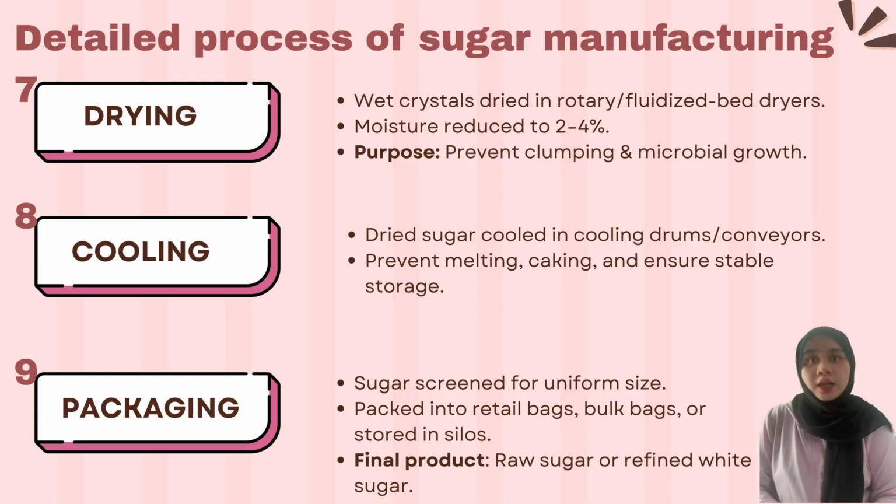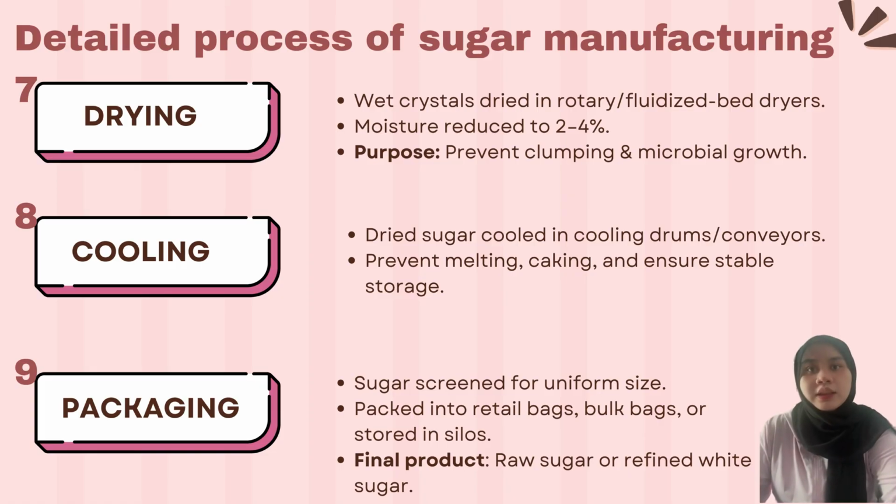Next is the drying process. At this stage, the wet sugar crystals are still holding some moisture. So, they are sent into a rotary or fluidized bed dryer. The goal here is to reduce the moisture level to around 2 to 4%. This drying step is very important because it prevents the sugar from clumping together and also helps to stop microbial growth. Basically, we make sure the sugar is dry, free-flowing, and safe for storage.